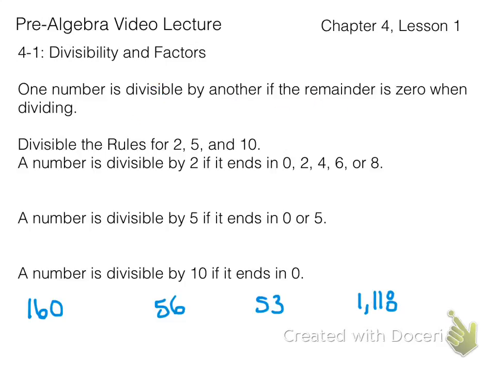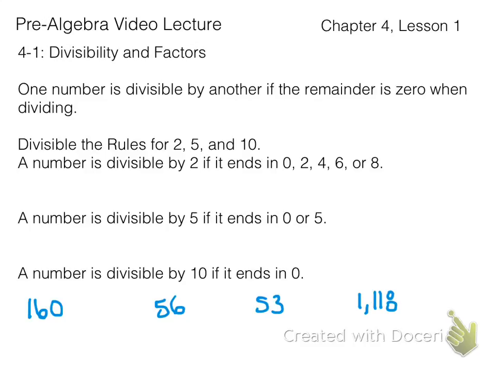Okay, erase. All right, so let's talk about the divisibility rules for 2, 5, and 10. A number is divisible by 2 if it ends in 0, 2, 4, 6, or 8. So you still might have to do some division, but you can tell if a number will divide by 2 cleanly, without a remainder, if it ends in 0, 2, 4, 6, or 8. And the same thing goes for 5. If you need to divide a number by 5, if that number ends in 0 or 5, it will divide without a remainder. And then with 10, if the number ends in a 0.